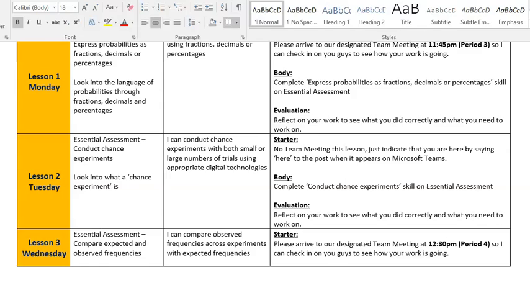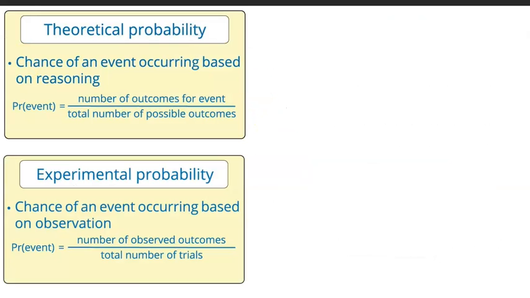So for this one, I've gone ahead and taken some questions from essential assessment. But before we get into the questions, there's a little bit of theory that we have to look into before we can tackle these questions. There are two main differences between these probabilities: theoretical probability and experimental probability. While the names might seem a bit daunting and confusing, there are just two main differences. Theoretical probability talks about the chance of an event occurring based on reasoning. Reasoning being the key word.